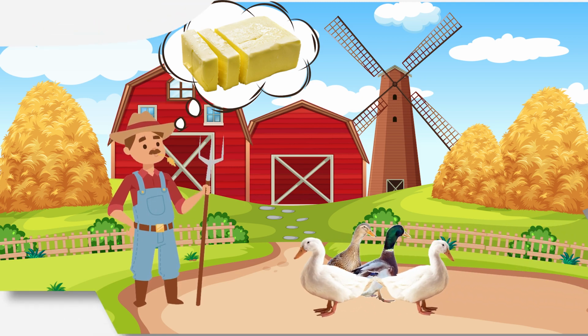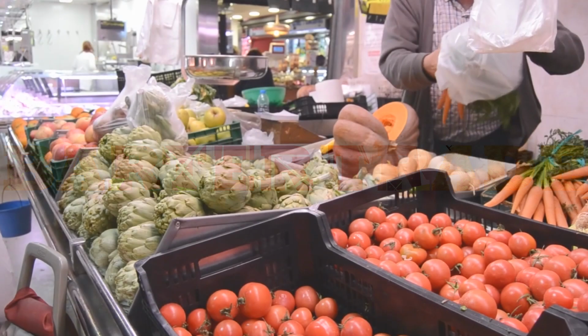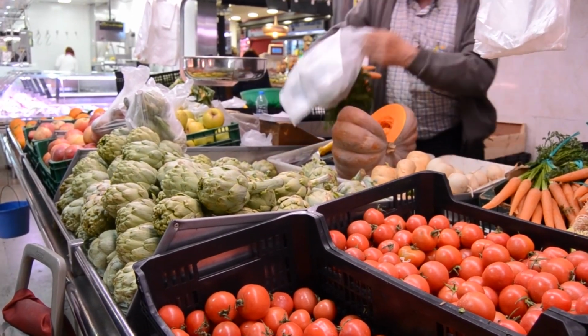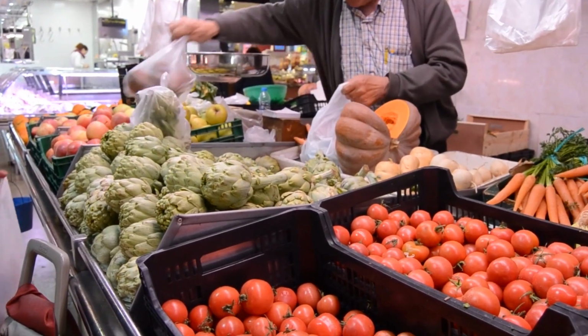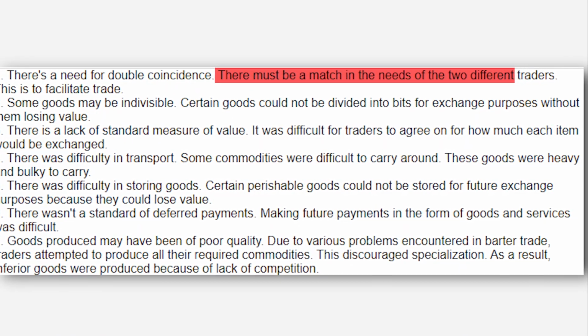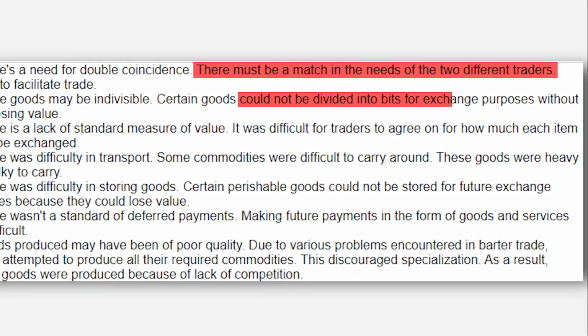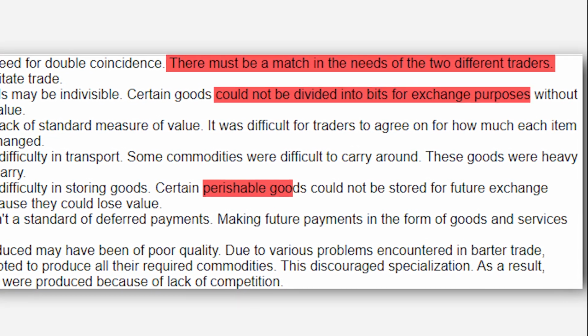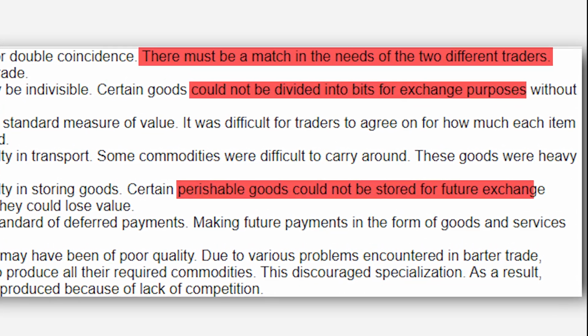This situation gave rise to barter trade, where individuals sought others who desired what they had and offered what they needed. This approach presented numerous challenges. Finding someone who wants what you have and has what you need, the issue of indivisibility, and difficulties in preserving value due to the perishable nature of goods.